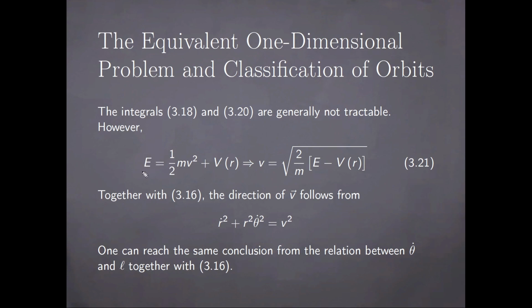So, for example, from the conservation of energy, we can obtain the magnitude of the velocity immediately as the expression here. And from the result 3.16, we can also infer the direction of v from its simple decomposition in radial and angular components. And one can reach the same conclusion for the relation between the angular velocity and the angular momentum, together with equation 3.16.